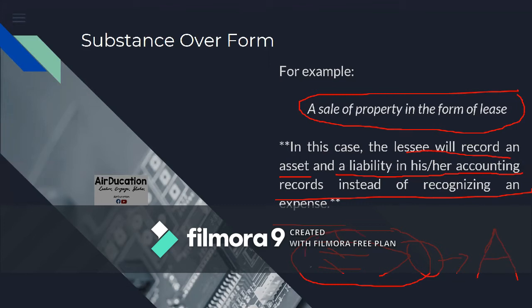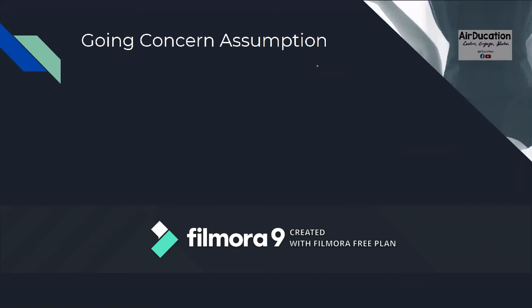And that expense, or the amount of the property that is not yet paid on the foregoing months, will be treated as a liability. Okay? So again, there are some transactions or financial events in the business that should be treated on the substance rather than its legal form. Okay, so this is what we were saying a while ago, the going concern assumption.